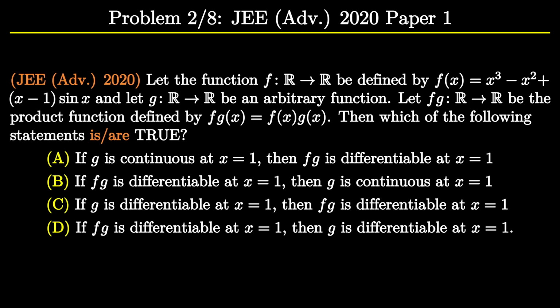functions. We are given a function f(x) is equal to (x cube minus x square plus x minus 1) into sin x, and g be an arbitrary function. We are asked to hunt the right options among the given 4 options, which mainly comment on the continuity or differentiability of one of the functions, f(x) into g(x) or g(x), relative to the given status of the other.